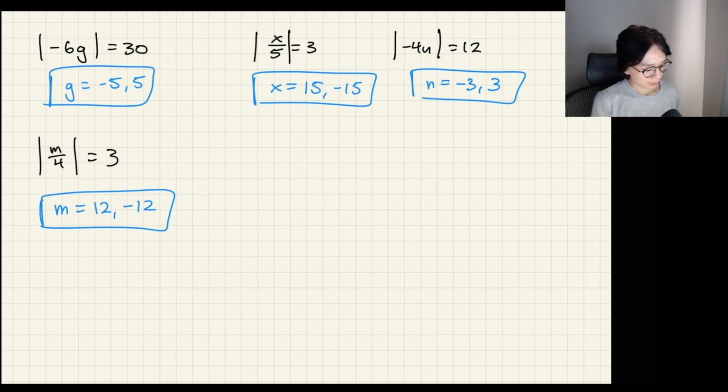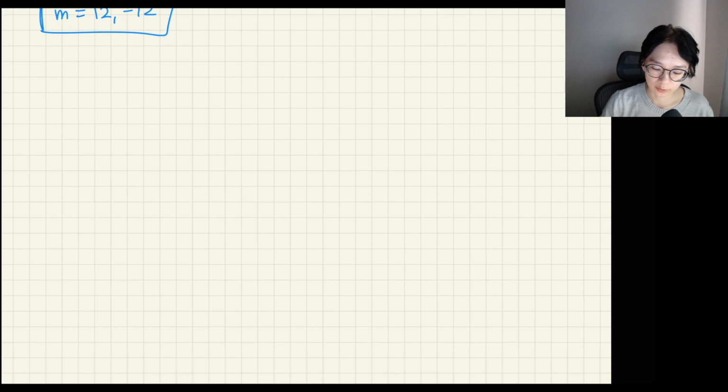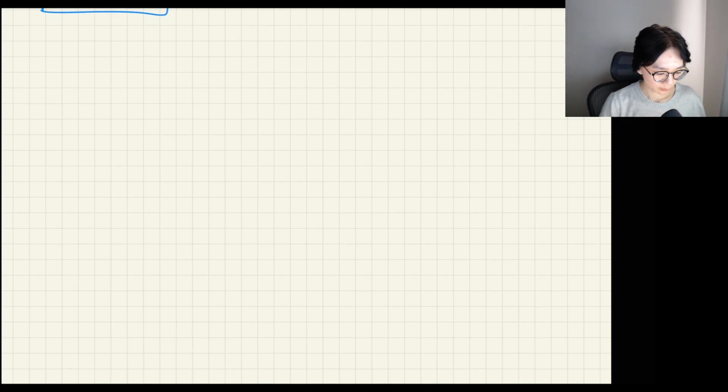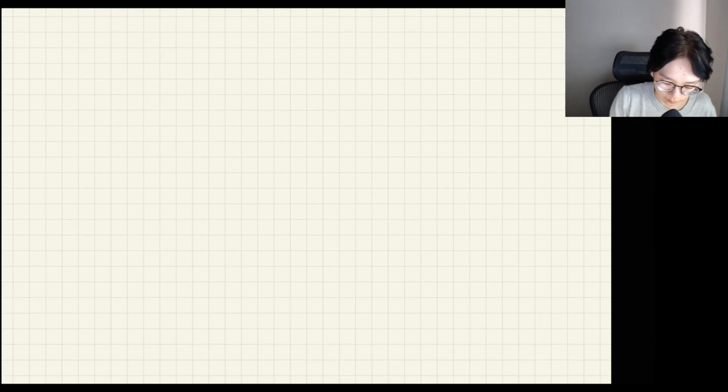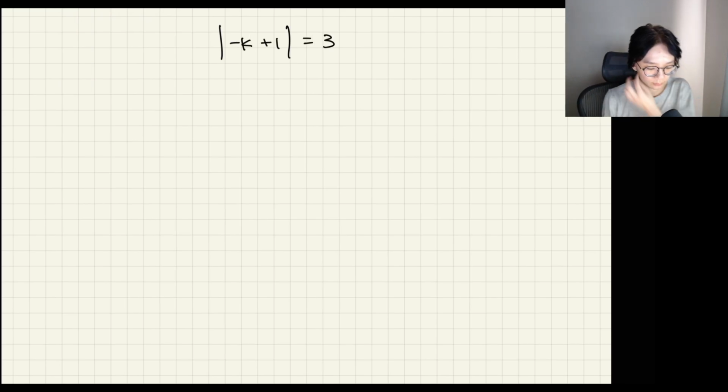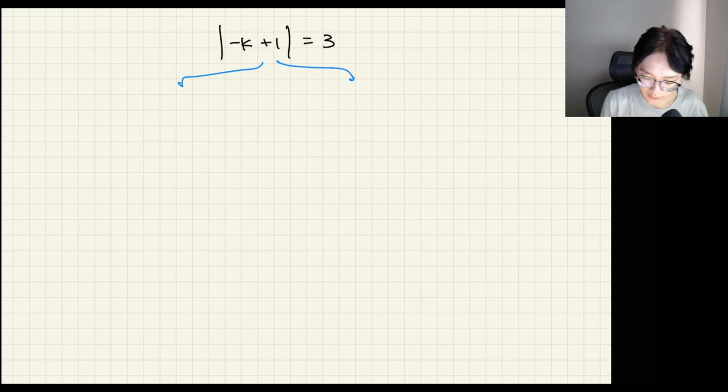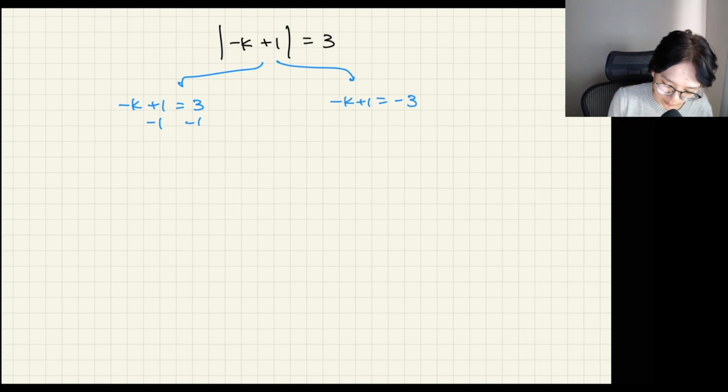Now that's the last of the single step. Now we're going to move on to multi-step. For example, absolute value of negative k plus 1 is equal to 3. Still do the same thing. Two different equations. Negative k plus 1 equals positive 3. Negative k plus 1 equals negative 3. Solve them like you would normally. PEMDAS. Reverse PEMDAS.